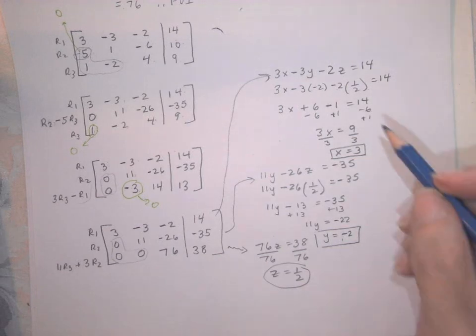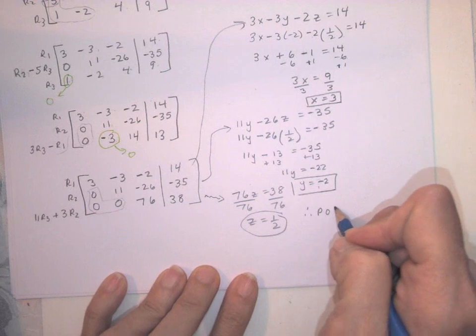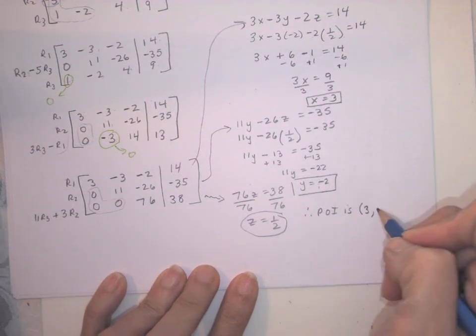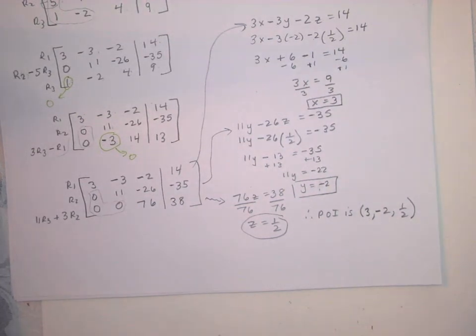So now we know our point of intersection is, and make sure you put your x first, your y second, and your z third. That's the point where those three planes intersect. And we know that the picture is going to be this one.